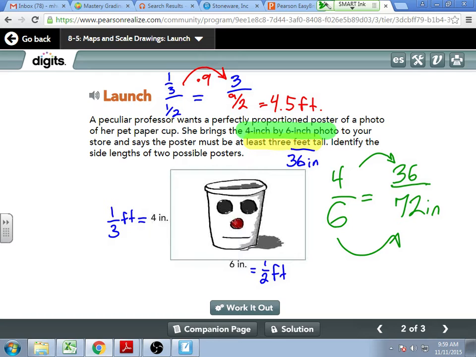Because I'm trying to see if you're awake. So it was 4 over 6. To go from 4 to 36, we multiply by 9. So we multiply by 9. It's 54. And 54 inches is 4.5 feet. Just trying to see who's awake.